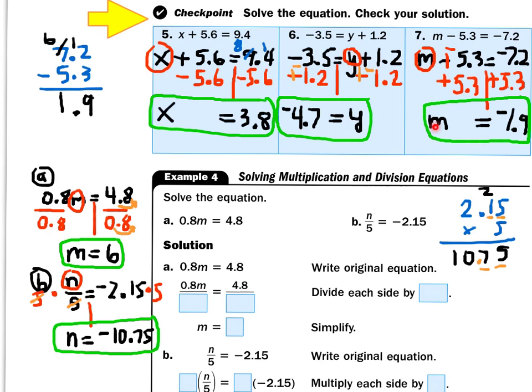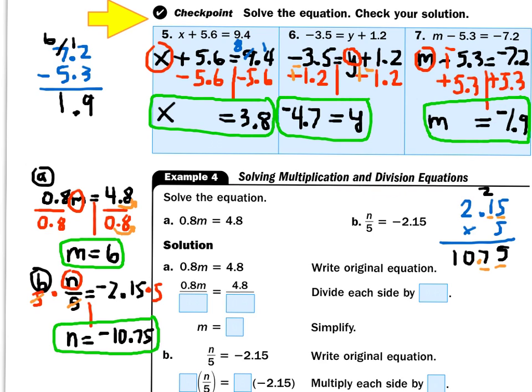I'm going to let the m slide down. The negative 5.3 plus positive 5.3 destroy each other. I let the equal sign slide down. And then I have negative 7.2 plus positive 5.3. Well, the negatives have more. They're going to win the battle. So look over here. I put the winners on top, the losers on the bottom, and I subtract. And I get 1.9. Remember, it's negative 1.9 because the negatives had more.